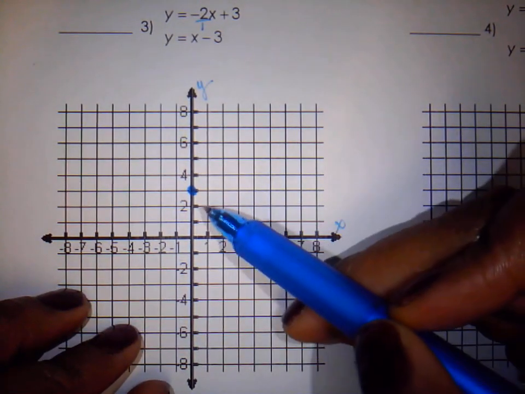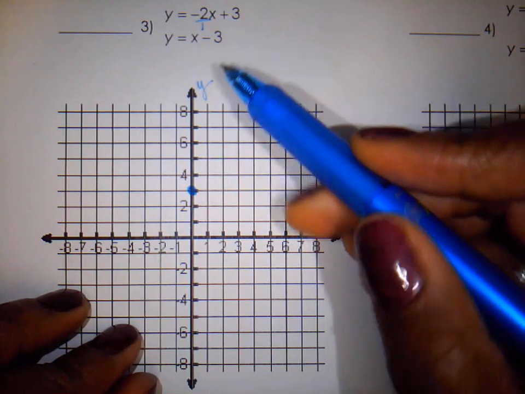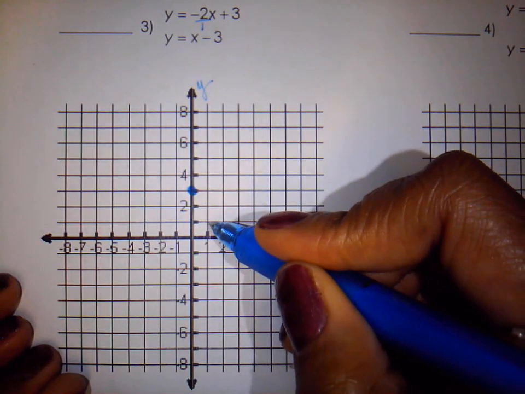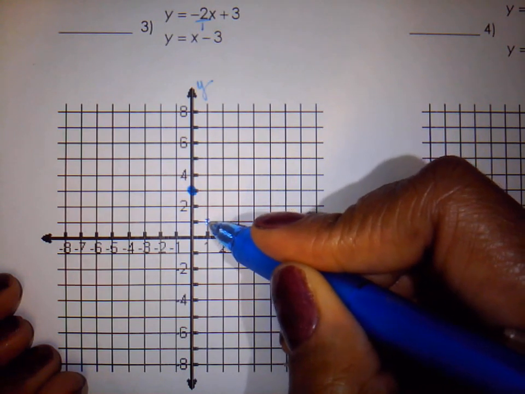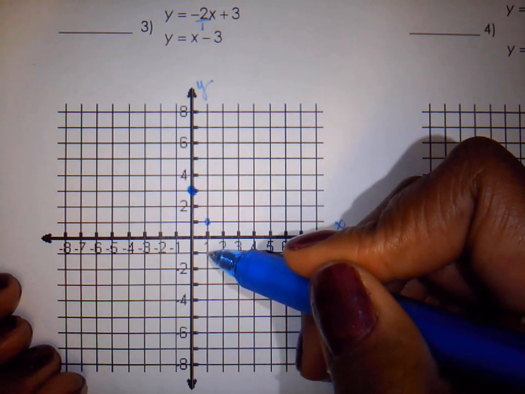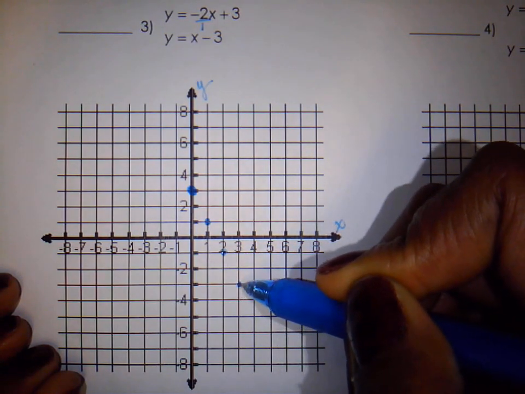All right, so now after I plot my y-intercept, my slope is negative 2 over 1. So that tells me to fall down 2, but go to the right 1. Right, Jabari? Okay. Down 2 to the right 1 and just repeat the process until you run out of graph.